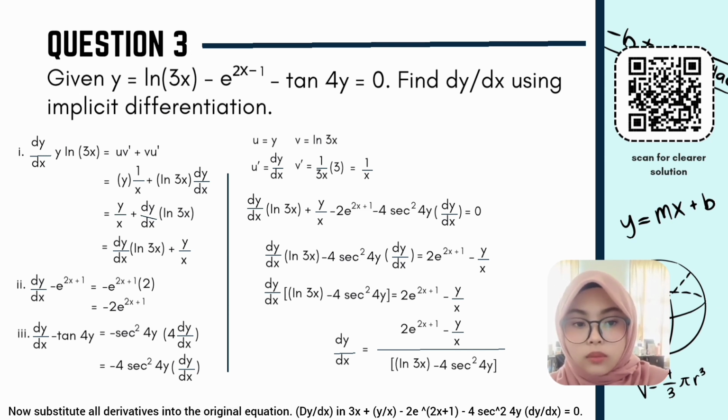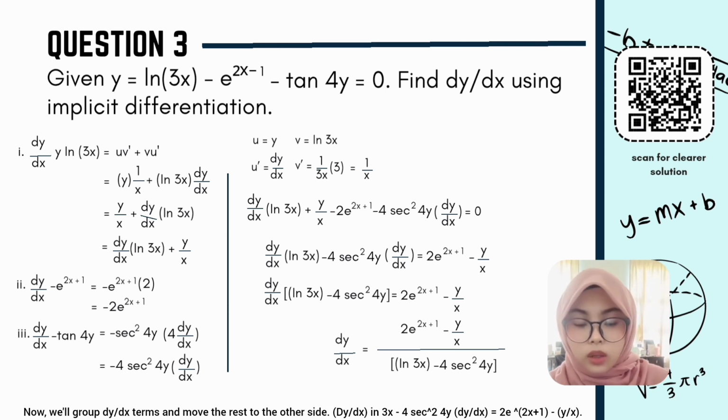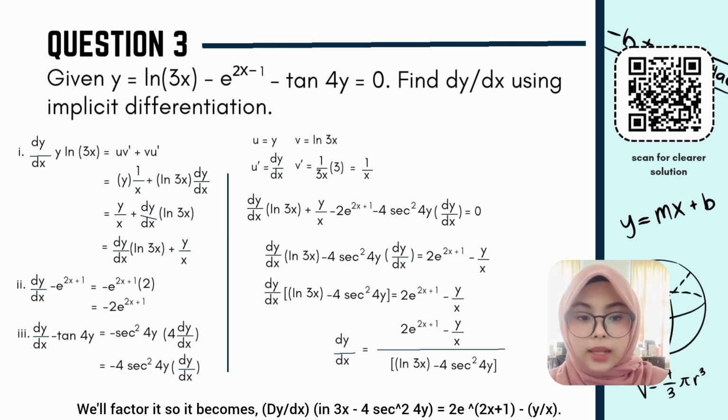Now substitute all derivatives into the original equation. Dy over dx ln 3x plus (y over x), negative 2e to the power of 2x plus 1, negative 4 sec to the power of 2 of 4y dy over dx equals 0. Now we'll group the dy over dx terms and move the rest to the other side. Dy over dx ln 3x minus 4 sec to the power of 2 of 4y dy over dx equals 2e to the power of 2x plus 1 minus y over x. So we'll factor it, so it becomes dy over dx (ln 3x minus 4 sec to the power of 2 of 4y) equals 2e to the power of 2x plus 1 minus y over x. Finally, solve for dy over dx.